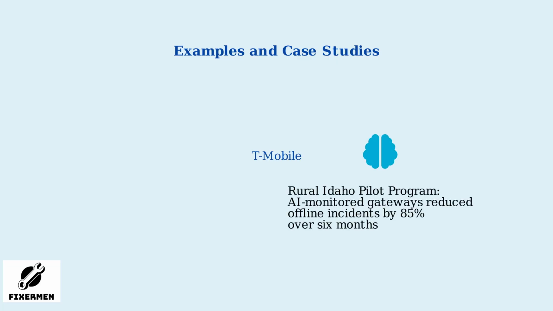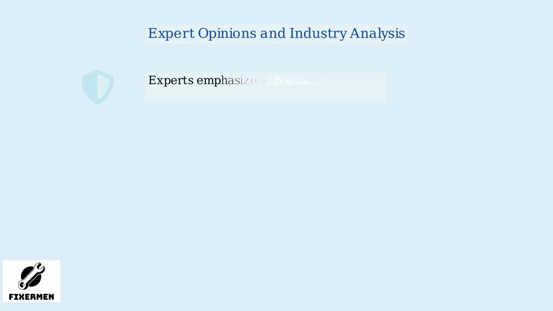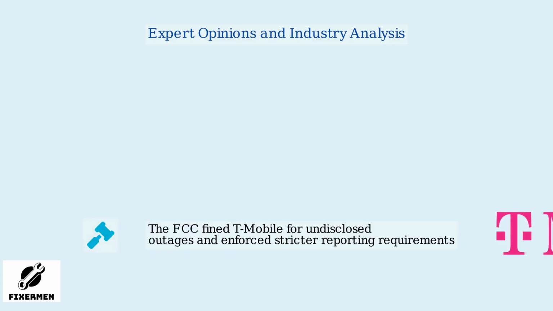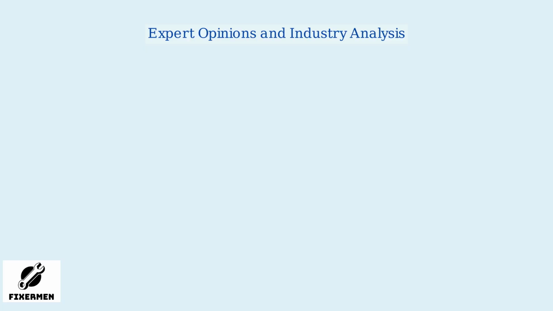A pilot program in rural Idaho using AI-monitored gateways reduced offline incidents by 85% over 6 months, demonstrating the effectiveness of predictive maintenance and AI-driven anomaly detection. Experts emphasize the importance of universal standards to prevent vendor-specific vulnerabilities. Gartner analysts note that T-Mobile's AI adoption could significantly reduce outage costs. The FCC has also played a role, fining T-Mobile for undisclosed outages and enforcing stricter reporting requirements. These factors drive continuous improvement in network reliability and transparency.